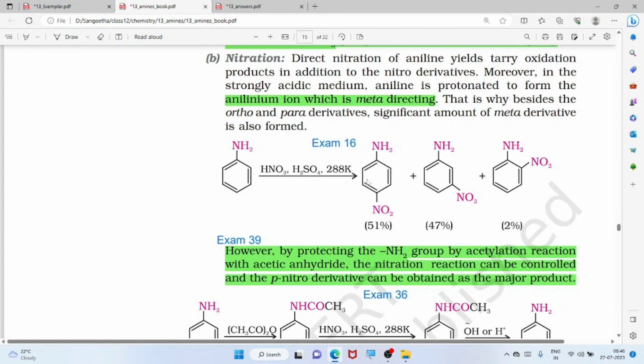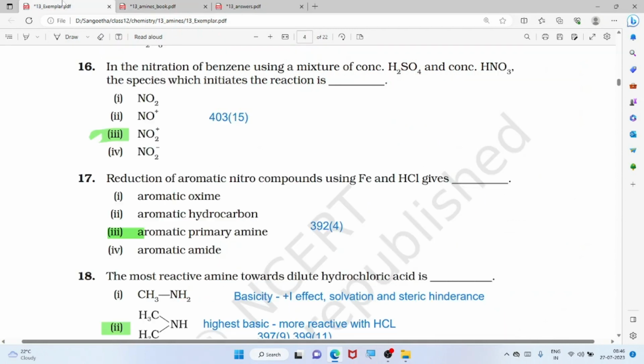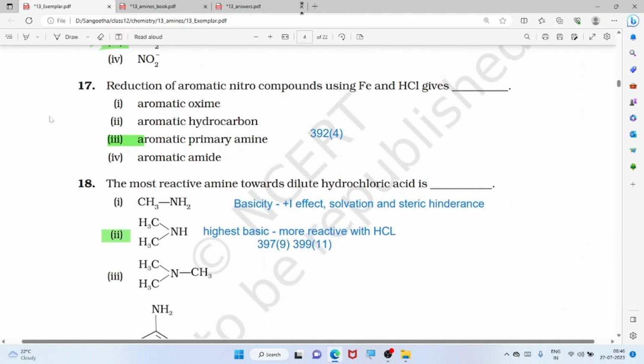Is that ion? Reduction of aromatic nitro compounds using iron and HCl gives the aromatic primary amine, 4.